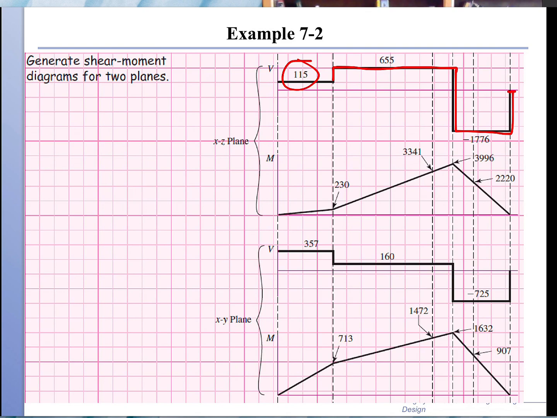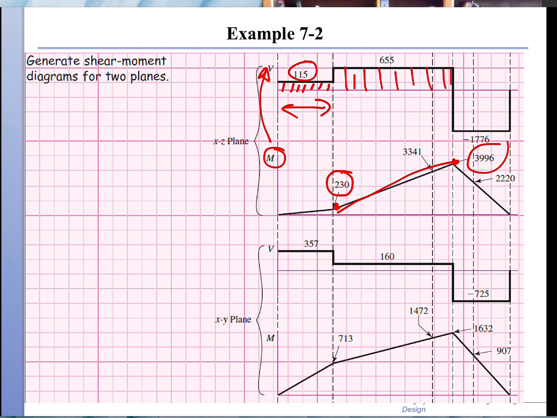The bending moment diagram is the area under the curve. Each area, like this rectangle here, if you find its area, gives you the value of the moment at this point, 230. So 230 is 115 times this length. It gives you 230 because M is the integration of V. Then you add up more area, so the moment rises all the way to 3996, and then you subtract this area, and the moment comes down to 0, as expected from the equilibrium.